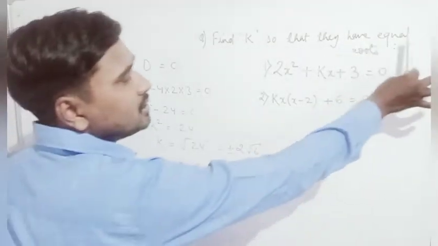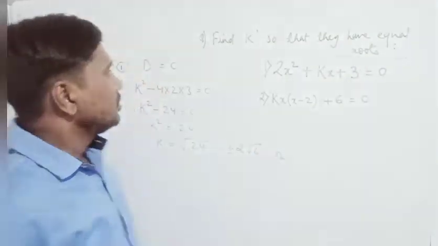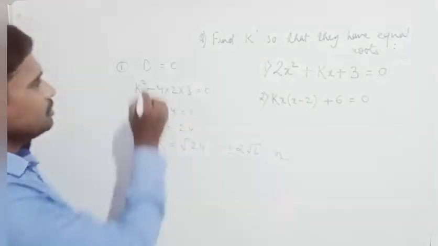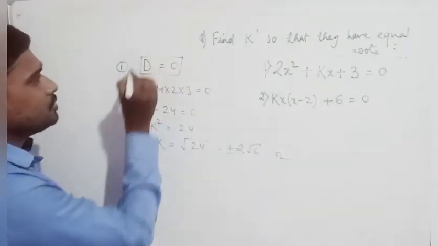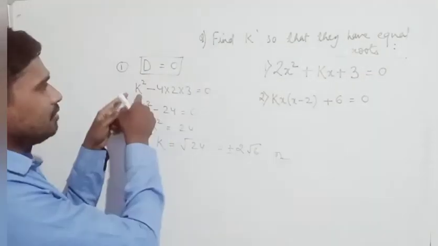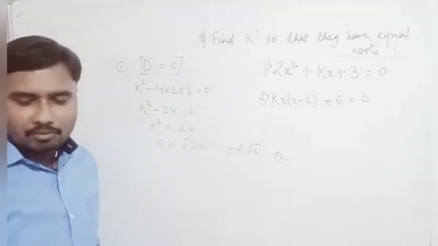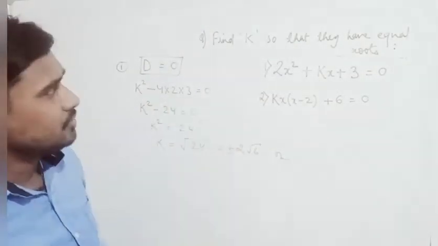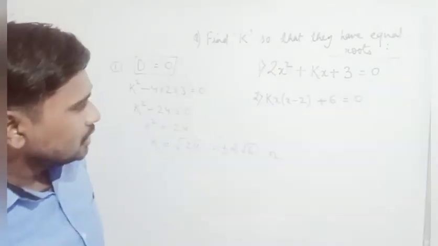So it has only been given that it has equal roots. So equal roots means D equals 0. Equal roots means D equals 0. So we will put the value in b square minus 4ac, then we will get the answer, meaning the value of k. Okay. Now see the second part.